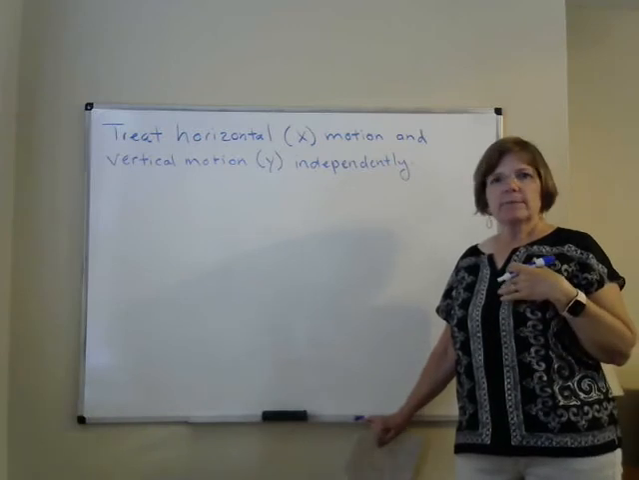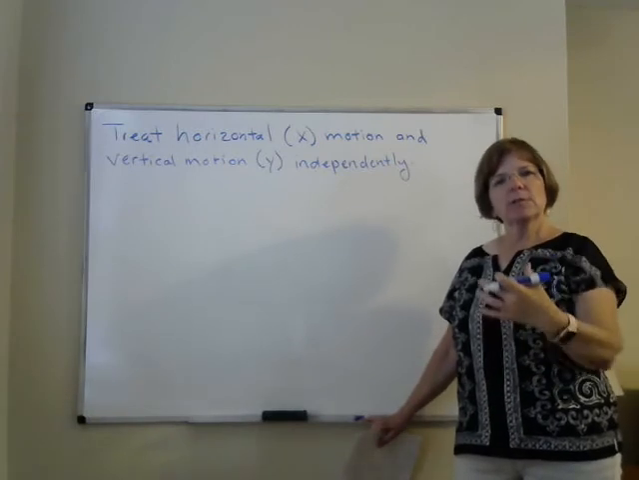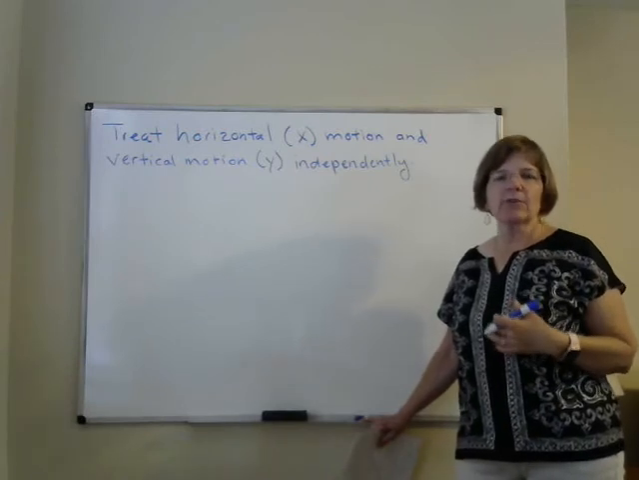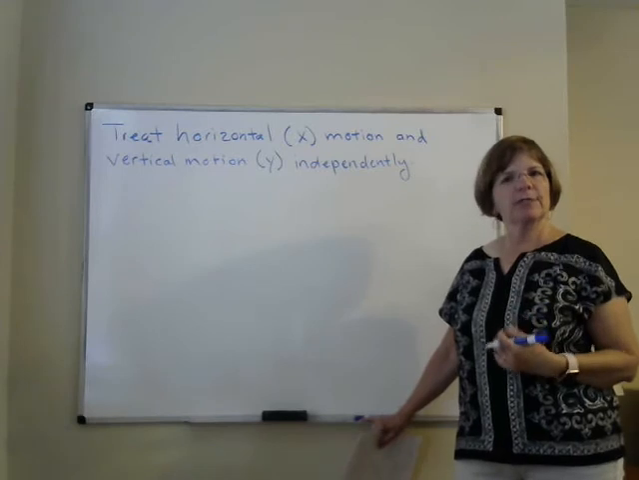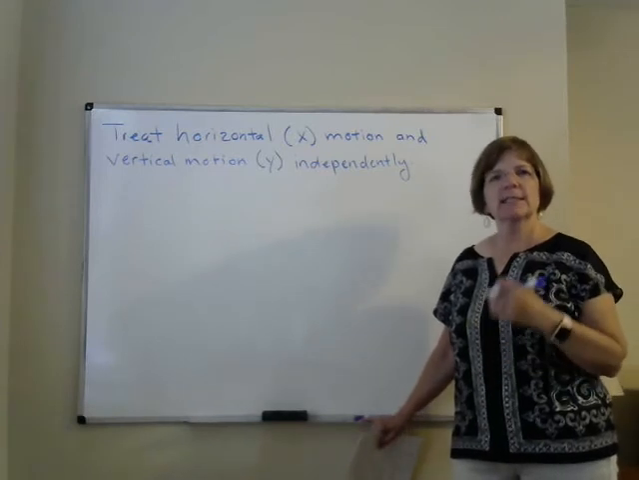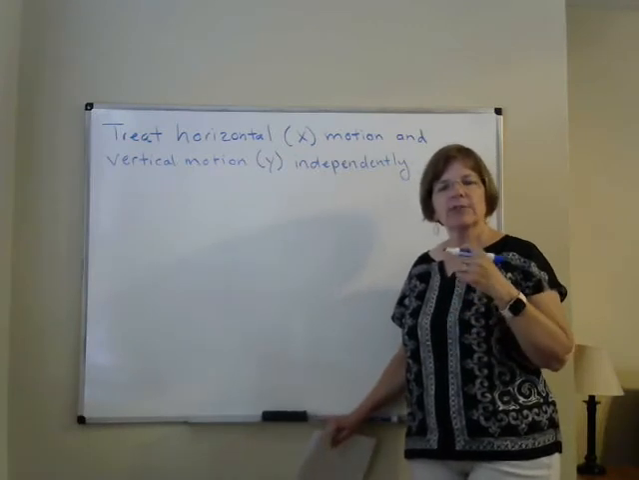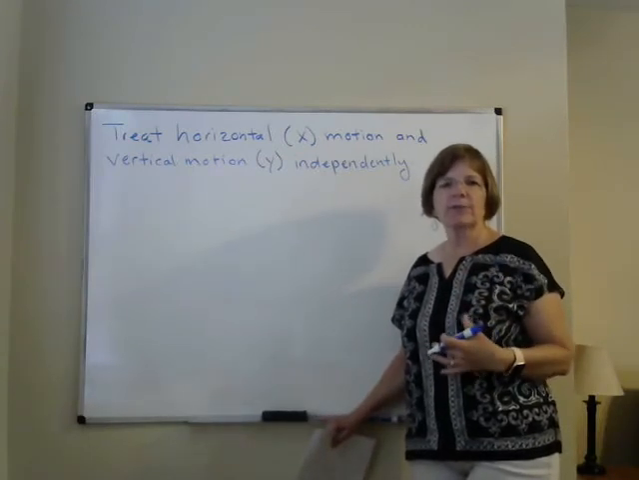The speed that you're going horizontally won't affect the way that you're falling. In fact, the vertical aspect of projectile motion is identical to free fall. It's exactly like free fall. Vertically, you've got an acceleration of negative 9.80 meters per second squared.